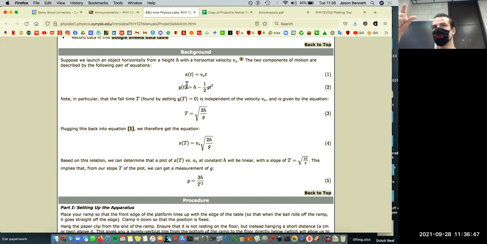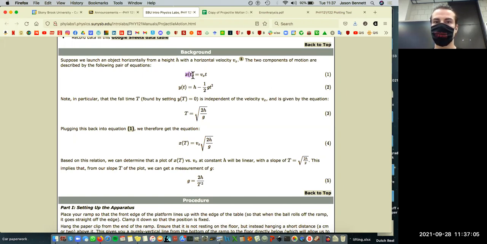If I drop the ball or if I throw the ball this way, it's going to take the same time to fall to the ground. The only difference is it's going to travel some horizontal distance if it has an initial velocity, which it does. And so that's where we use this equation.